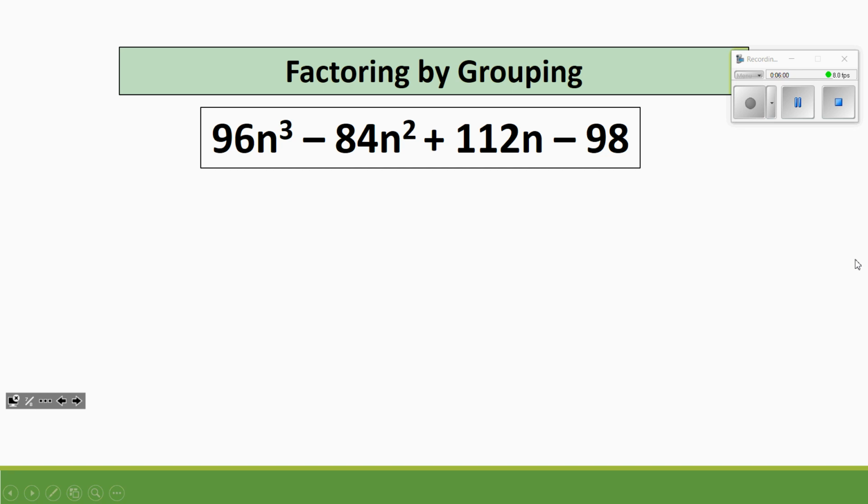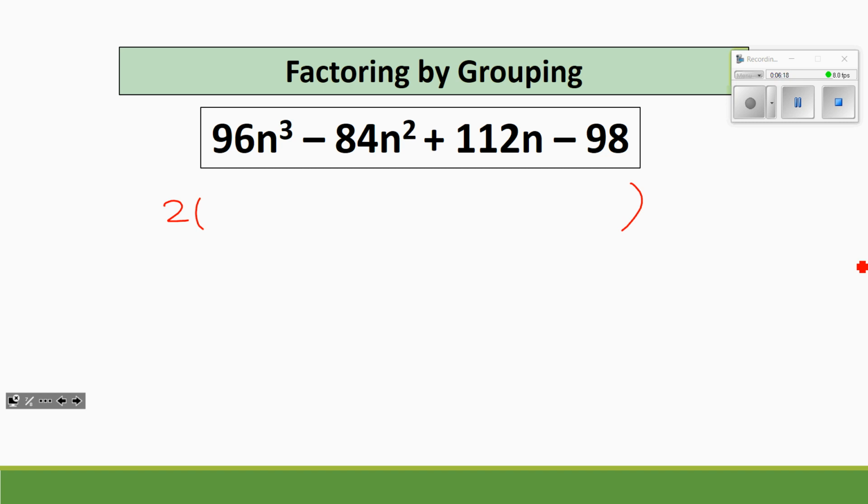Okay, factor by grouping. Again, we have 4 terms. First, we always ask ourselves, is there a greatest common factor that I can factor out of the entire thing? There actually is this time. We can factor out a 2. So if we factor out a 2, we're going to do that first.